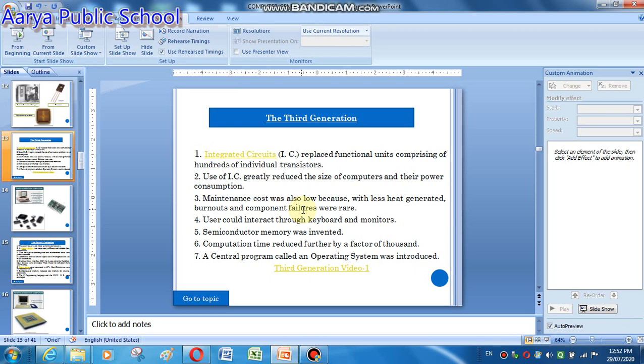Okay, dear students, you know the period of the third generation is 1964 to 1971. That is the period of the third generation. You also know that in the third generation, the era used the integrated circuit, that is IC.